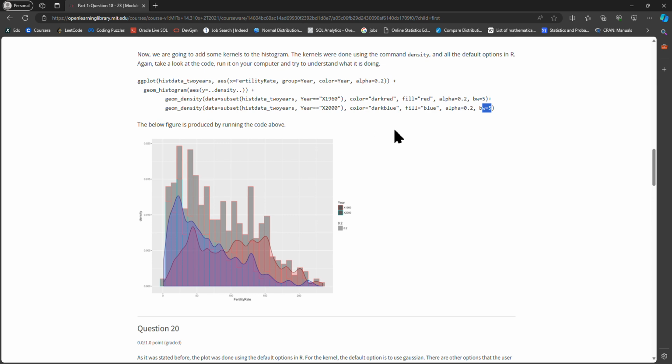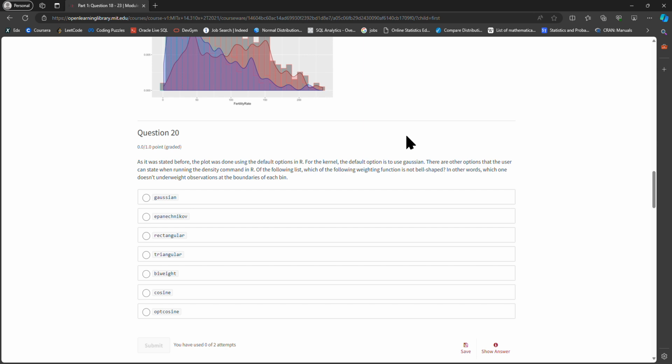Now, let's move on to question number 20. As was said before, the plot was done using default options. For the kernel, the default option is a Gaussian. There are other options the user can state when running the density command in R. Which one of the following functions is not bell-shaped? In other words, which one doesn't underweight observations at the boundary of each bin? Can you tell me?